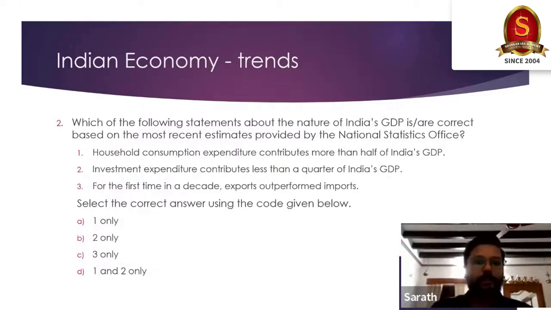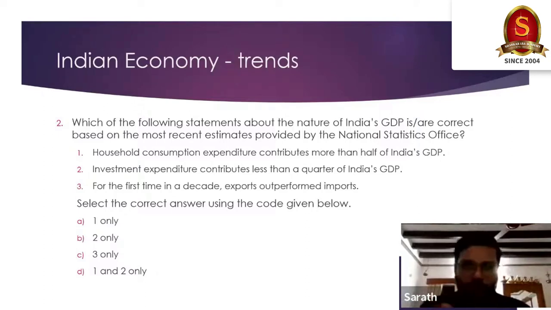What is the general statement that we know? India is a consumption-oriented economy. So more than half of India's GDP is contributed by household consumption. Correct. Investment expenditure contributes less than a quarter. Less than a quarter means less than 25%. That is not true. It contributes more than 30% of India's GDP.